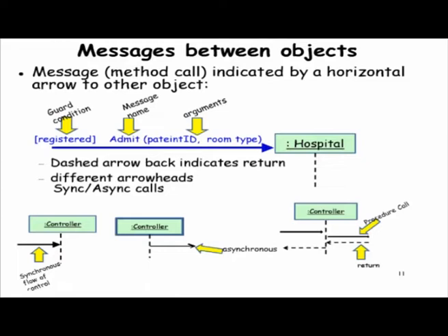On the other hand, we might have asynchronous method calls. In asynchronous method calls, it just calls some object but does not wait for it. We will see what its use is.